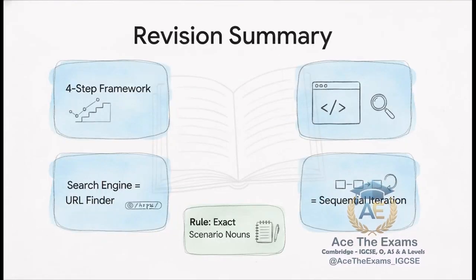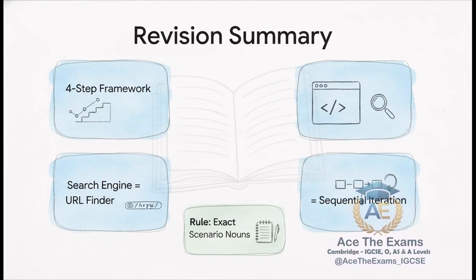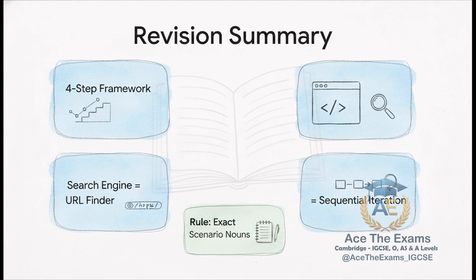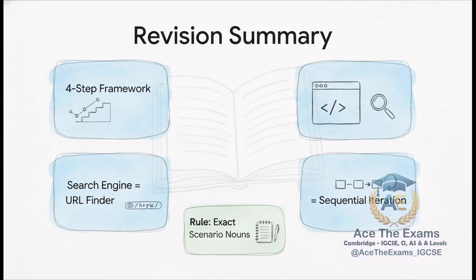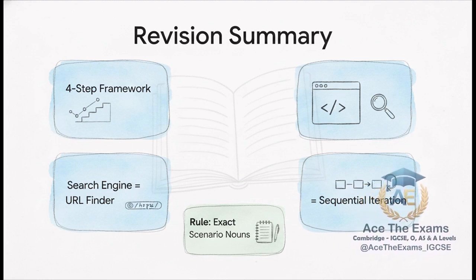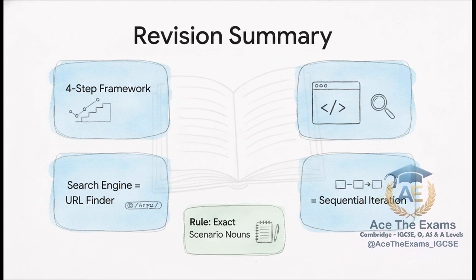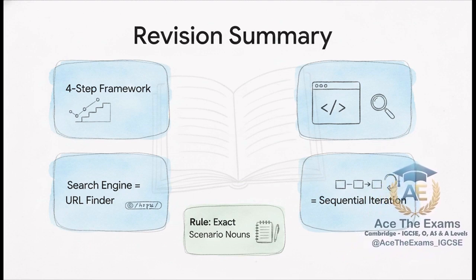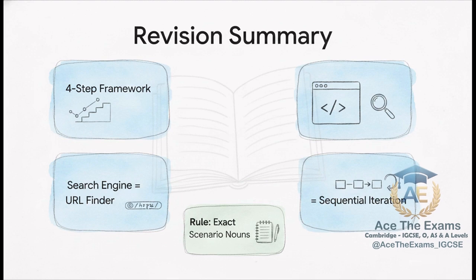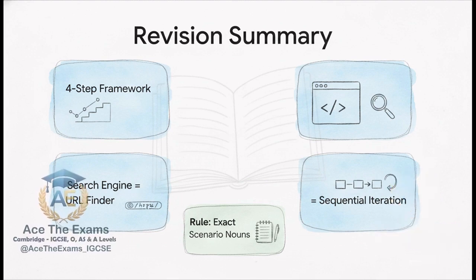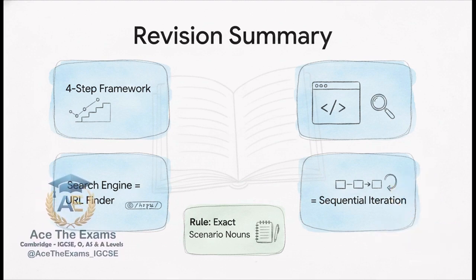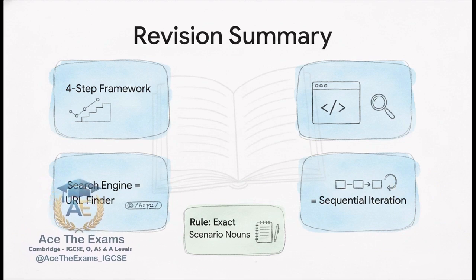So, to wrap up this explainer, you've got to memorize these strict definitions and always frame your technical reasoning around the precise data the examiner hands you. Remember your 4-step framework. A browser is an HTML translator, full stop. A search engine is a URL finder via keywords. A linear search requires sequential iteration until a match. And your absolute golden rule for Paper 2, apply those exact scenario nouns.